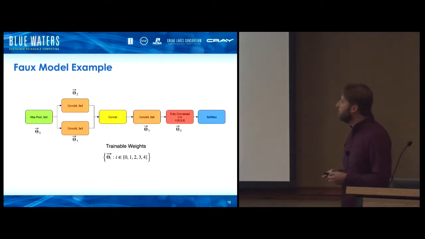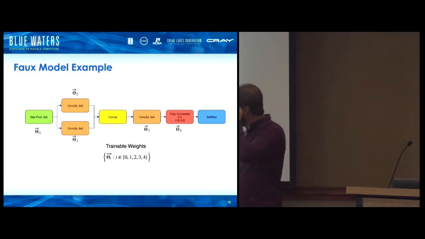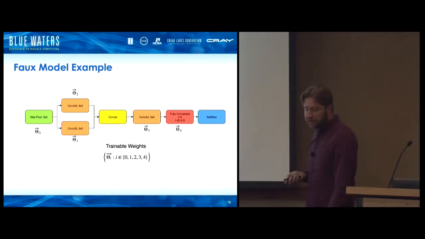Okay, so in order to explain the details of the parallelism, let's just think of some faux model example. This happens to be a convolutional neural network. Here's a fully connected section. This is an example of what I just showed you.